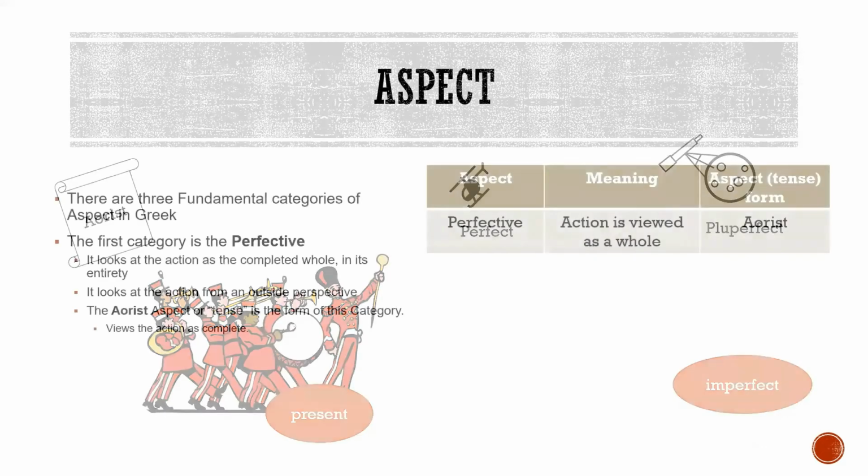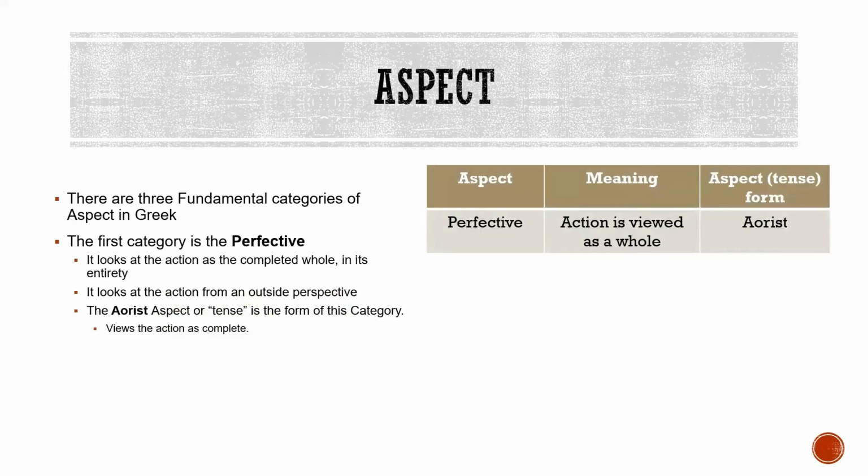Now, having this in mind, let's dissect the aspect even more. In Greek, there are three fundamental categories of aspect. The first category is the perfective aspect. The perfective aspect looks at the action as a completed whole in its entirety. The perfective aspect also looks at the action from an outside perspective. The aorist is the form in this perfective category, and the aorist aspect usually views the action as complete, as mentioned earlier.